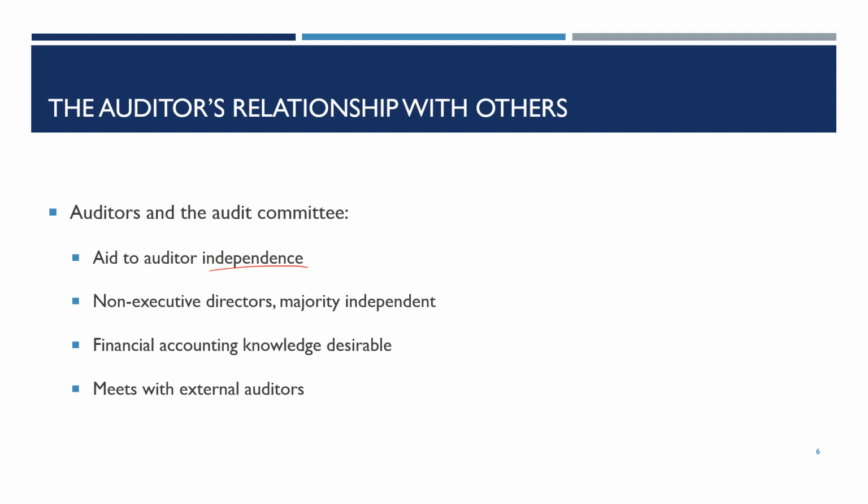Ideally, the audit committee should consist of only non-executive directors, with a majority also being independent. Furthermore, an audit committee should consist of members who have financial accounting knowledge and who can read and understand the contents of the financial report. It is important that the audit committee members have some understanding of the accounting policies used by the company and can communicate easily with the auditor about those choices.